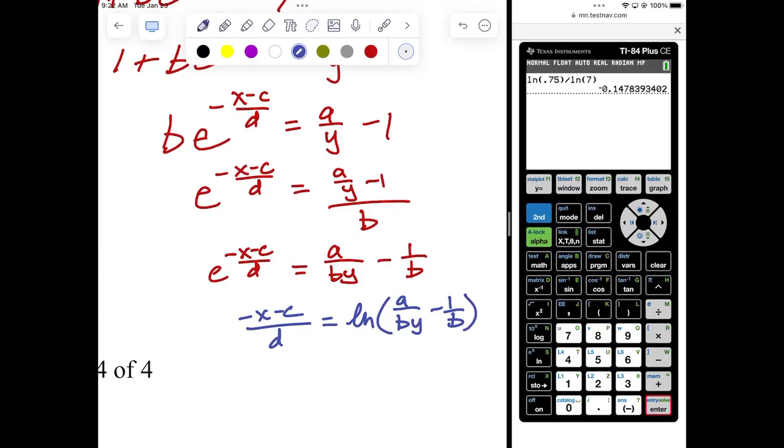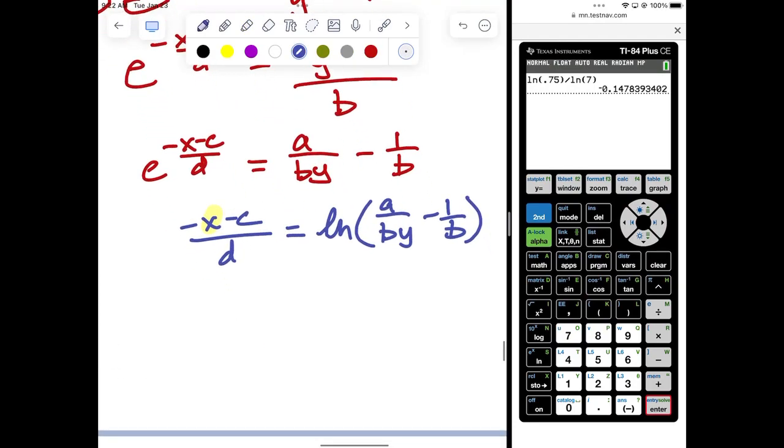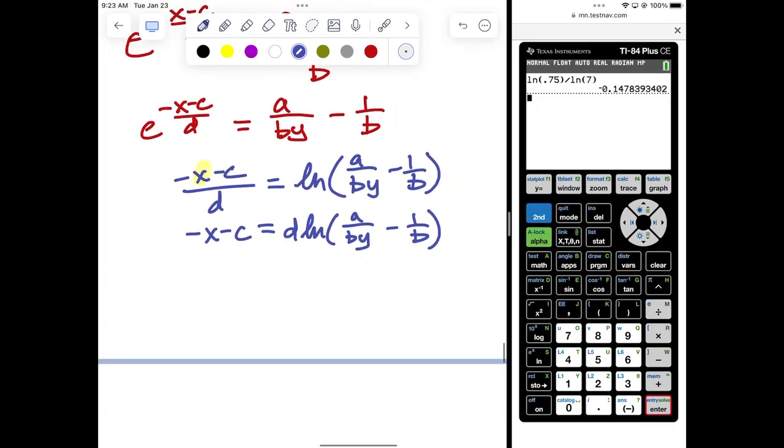I have a fraction on the left, and I'm trying to get at one of the terms in the numerator. Multiply both sides by d. Good. So I get negative x minus c equals d times the natural log of a over by minus 1 over b. I'm getting there. Now what?